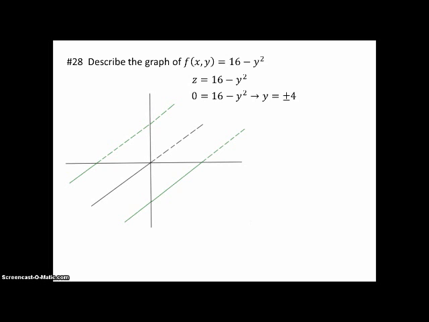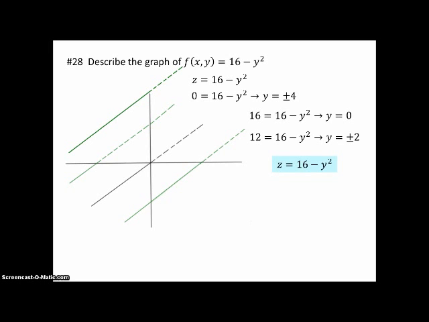Now, the biggest that z can be is 16. So when z is 16, we solve for y, we get y equals 0, which would be the x-axis, except we draw it up at z equals 16. So it's parallel to the x-axis. And if we continue choosing values between 0 and 16, we get y equal plus or minus 2 in this case, and so we always get traces that are lines parallel to the x-axis.